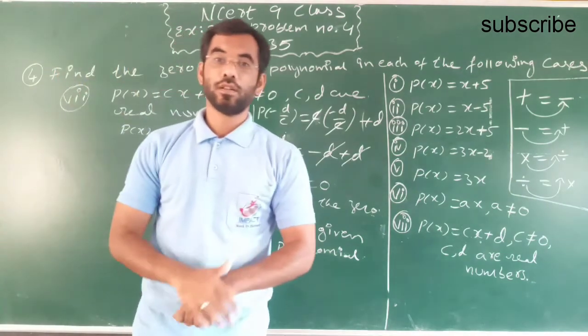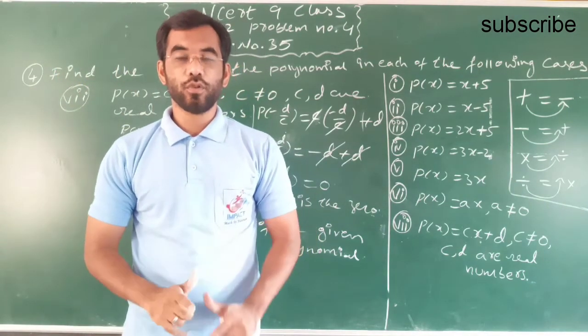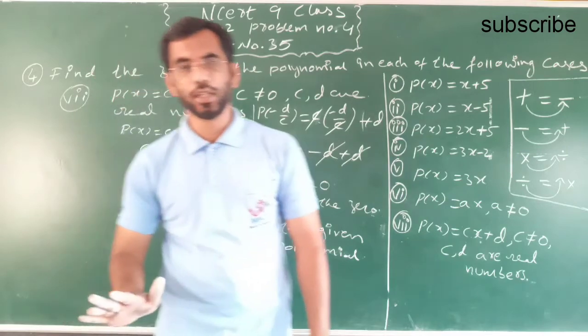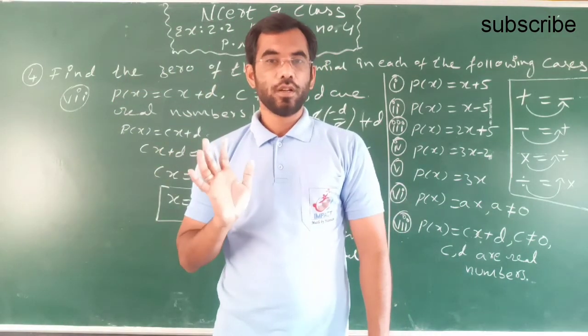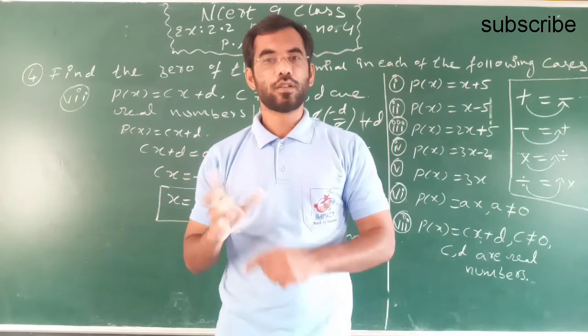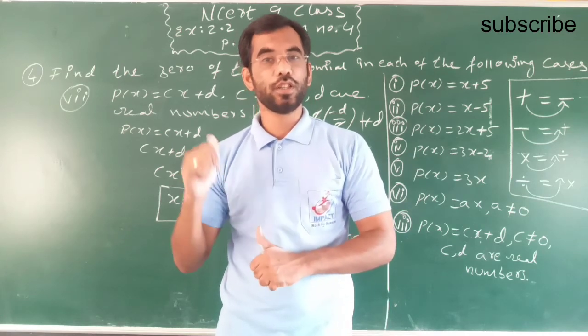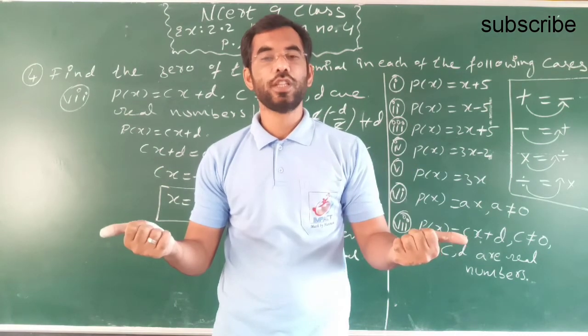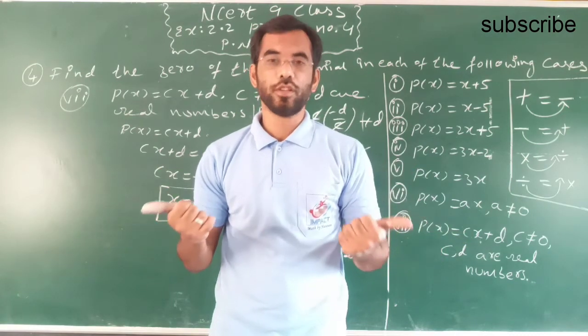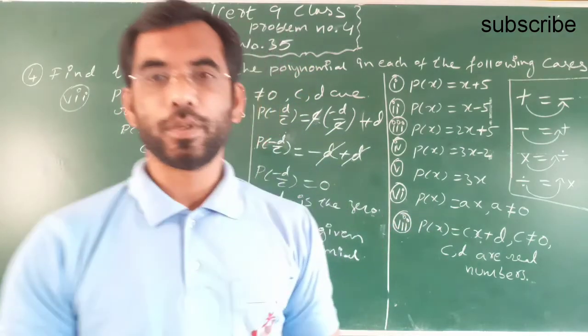See, listen. Don't try to get confused. These problems are too easy. We just have to change the positions of the numbers so that we can substitute the value. In this one, they have not given the x value. First of all, we should find the x value. Then only it is possible to find the zeros of the polynomial.